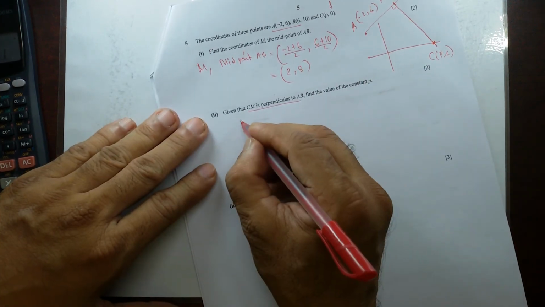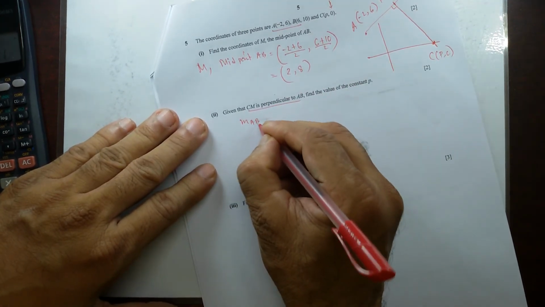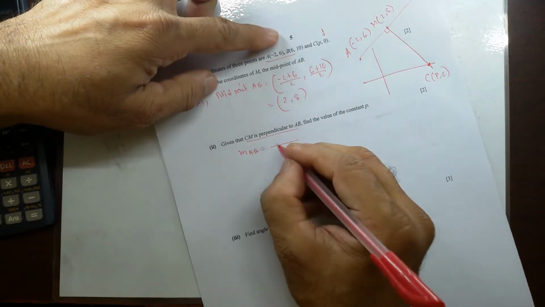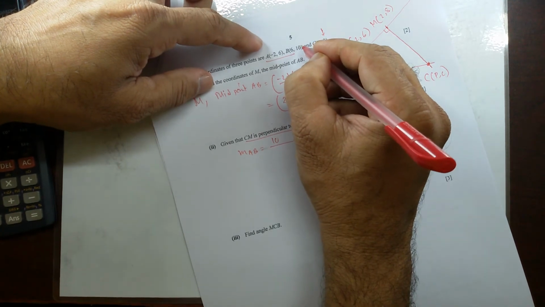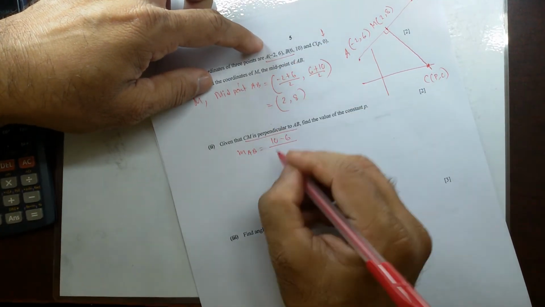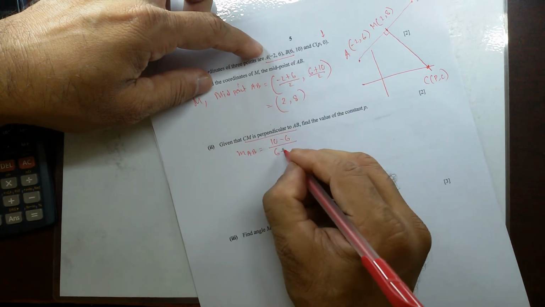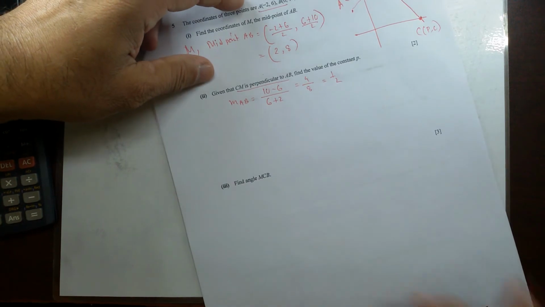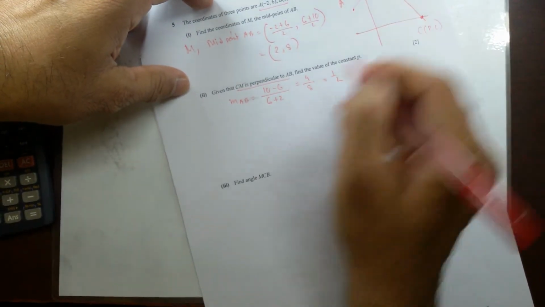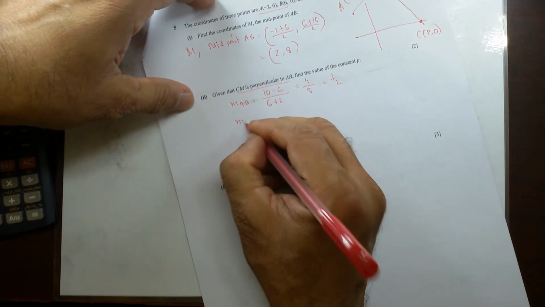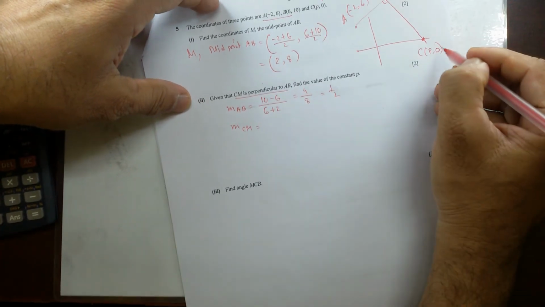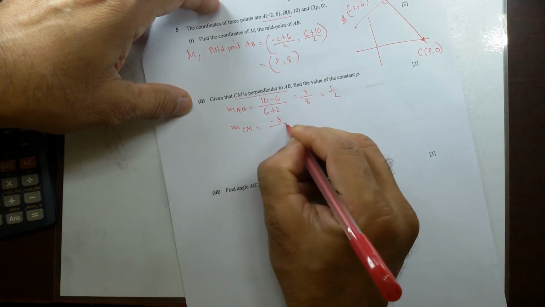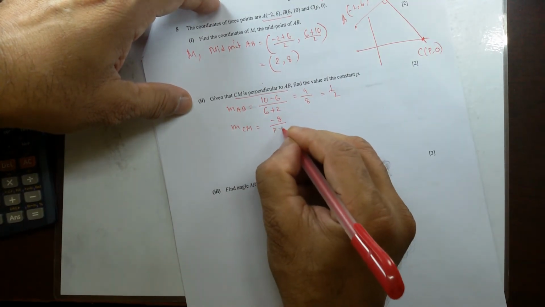So what can we do? Gradient of AB is the difference in y coordinates, 10 minus 6, divided by the difference in x coordinates. That gives me 4 by 8, equal to half. Now, what is the gradient of CM? It would be the difference in y coordinates, so 0 minus 8 is minus 8, over p minus 2.